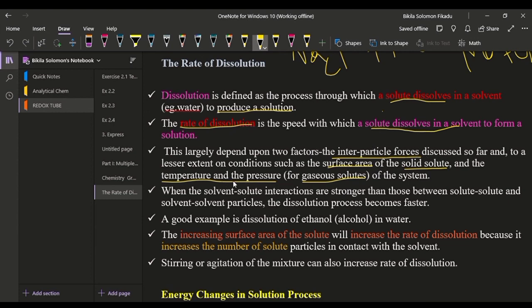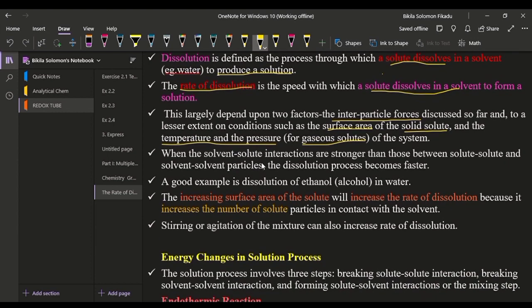So when the solvent-solute interactions are stronger than those between solute and solvent particles, the dissolution becomes faster.